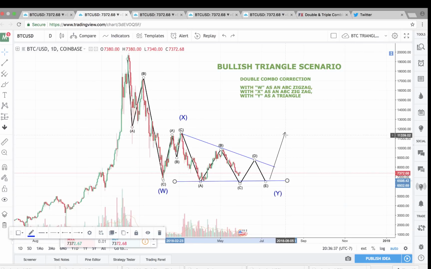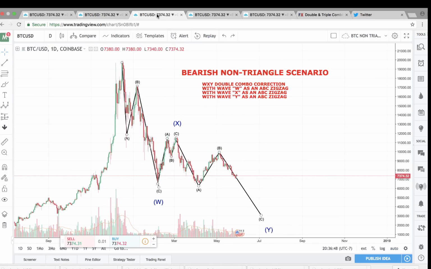Alright, so we went over the 2 scenarios that we had assuming that we were in a triangle. Now we're going to go over the scenarios that assume that we are not in a triangle here. So the first one is going to be the bearish non-triangle scenario.